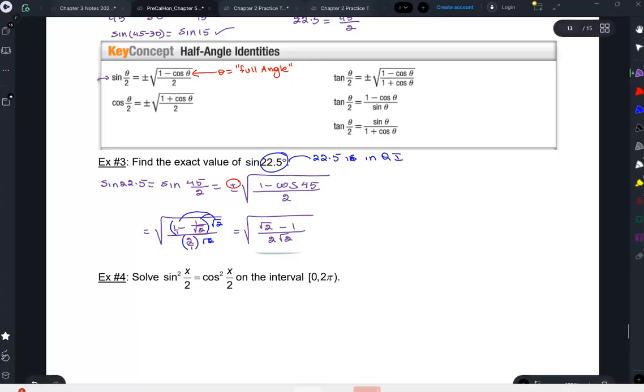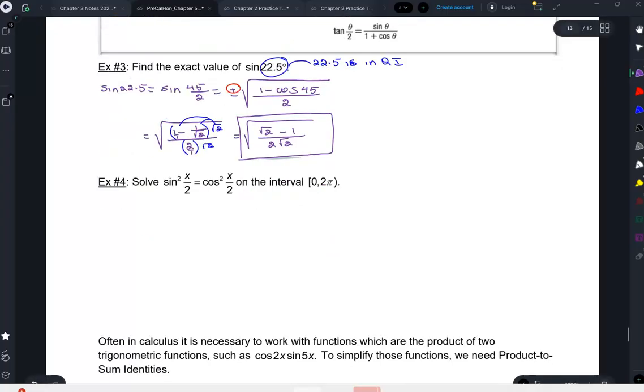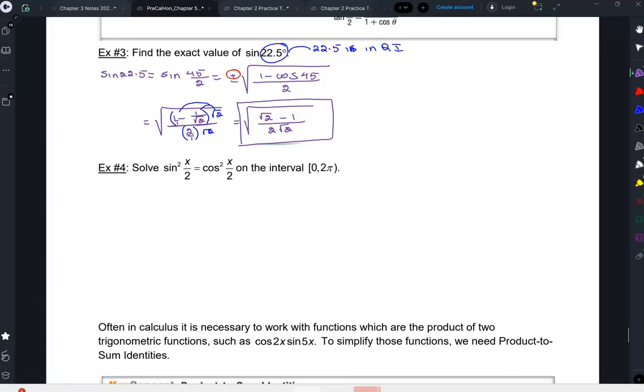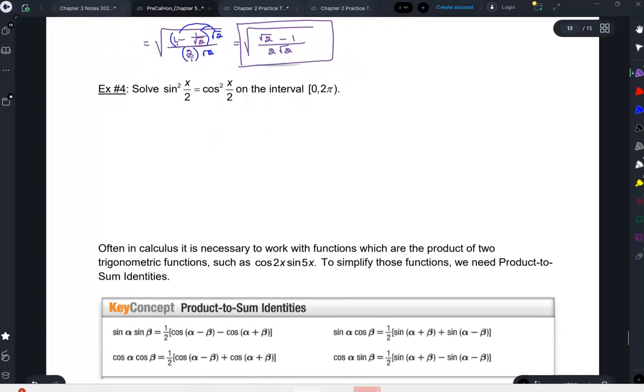Right? And this is one case where you have a root inside another root. Cosine of 45 is root 2 over 2 or 1 over root 2. Okay? Questions? Okay, so far so good, right? Okay, take a look at this one.